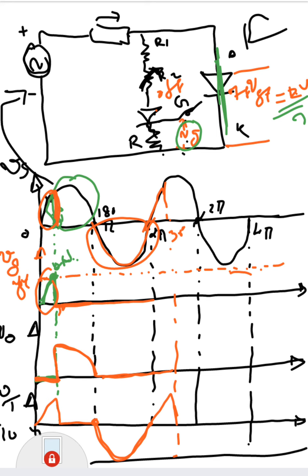And at the next 30 degree, the process repeats again. SCR will turn on, a pulse will be coming. SCR will turn on, so output voltage is equal to input voltage. Thyristor voltage remains 0. Like that you will get.